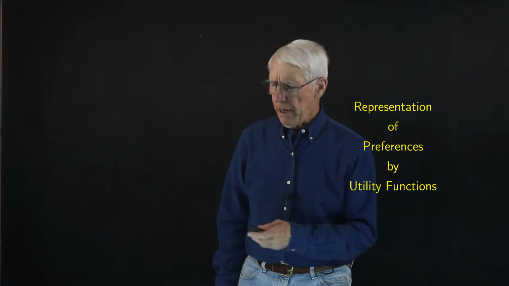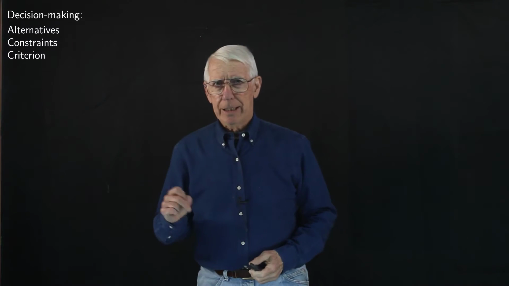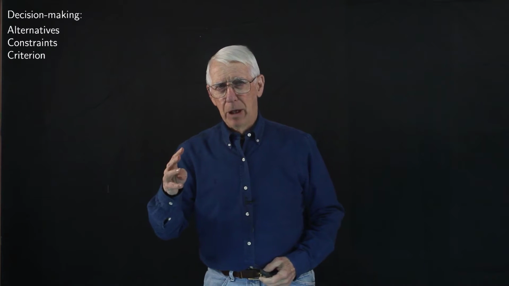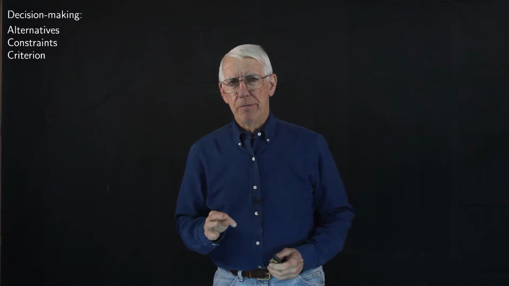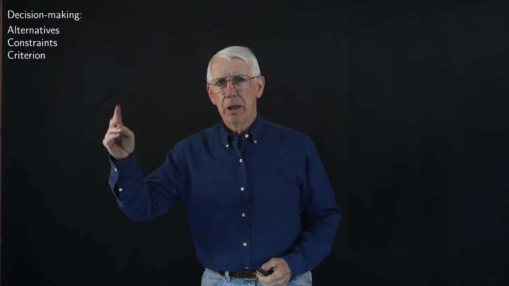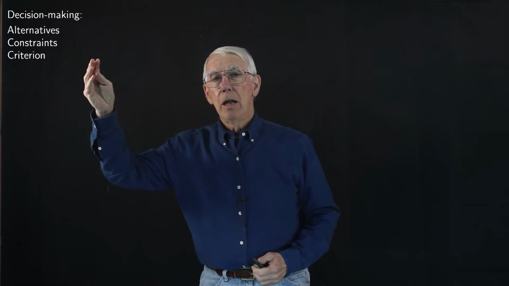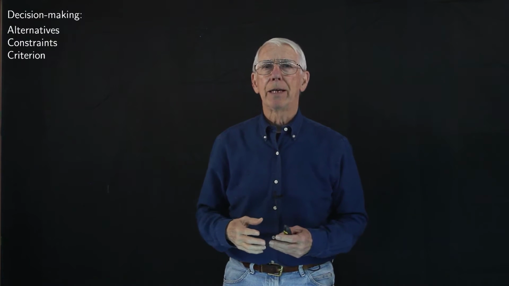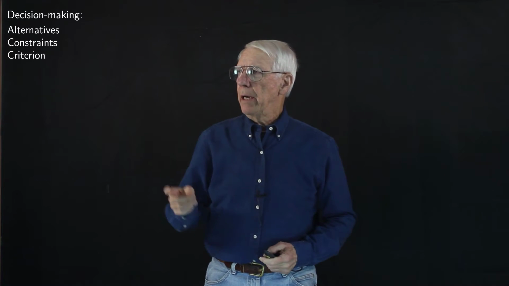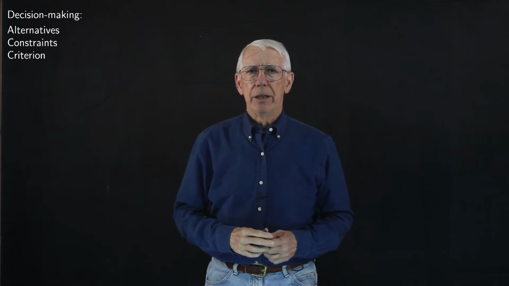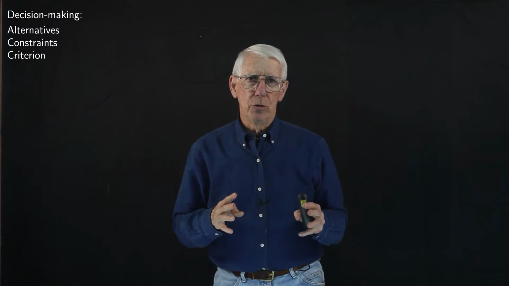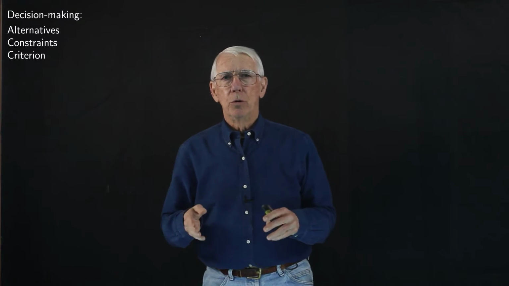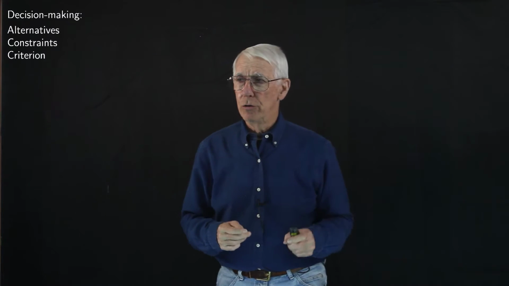Now I've said several times during these lectures that the three elements or building blocks in modeling decision making are the alternatives, the constraints, and the criterion. What we mean by the alternatives and by the constraints, I think, is probably pretty clear by now. What we mean by the criterion is what a decision maker uses to evaluate the alternatives in order to decide which of the alternatives to choose.